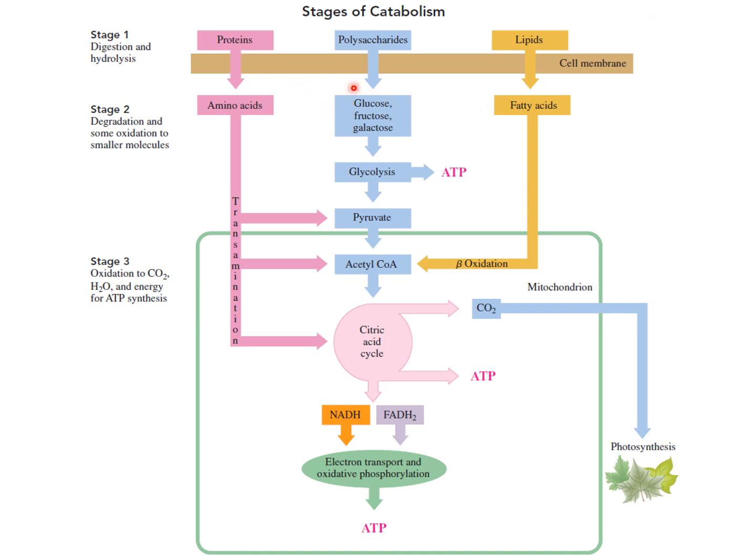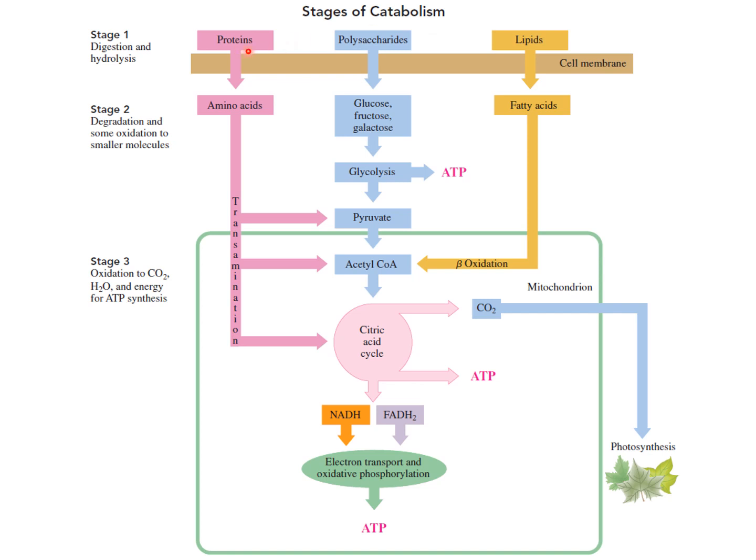On this slide, we have the different stages of catabolism: stage 1, digestion and hydrolysis; stage 2, degradation and some oxidation to smaller molecules; and stage 3, oxidation to carbon dioxide, water, and energy for ATP synthesis. These are just a general overview of the stages of catabolism. When you speak of catabolism, we cannot forget the word anabolism. Catabolism refers to the breaking up of things into smaller molecules, and anabolism refers to the building up of things into larger molecules.